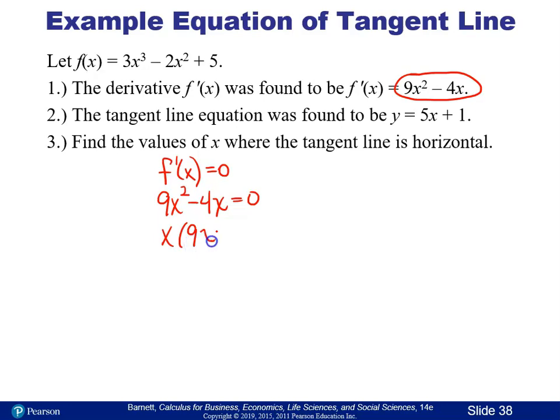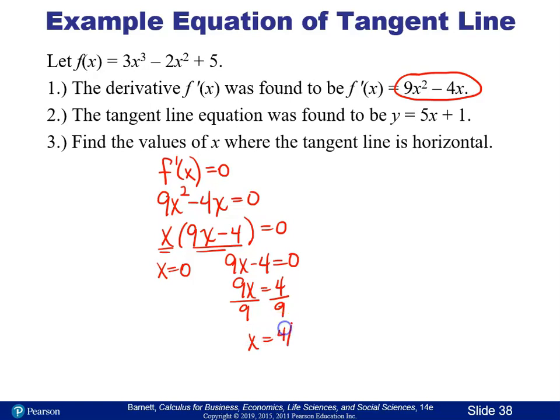If I factor out an x, that's going to be x times 9x minus 4. So we've got two factors here. When x equals 0, we have a horizontal tangent line, and when 9x minus 4 equals 0, we have a horizontal tangent line. So that means when x is 4/9.